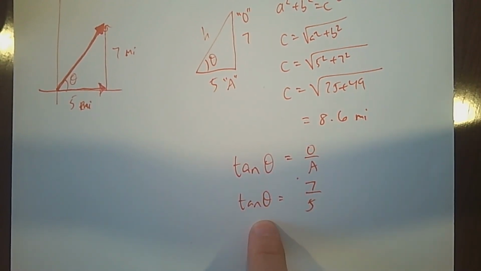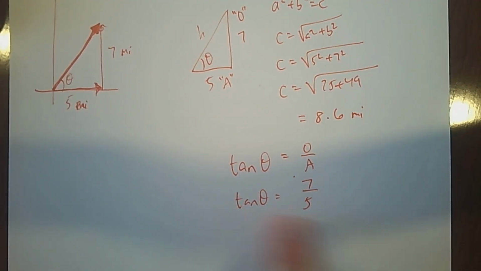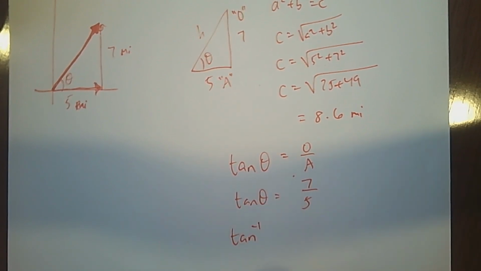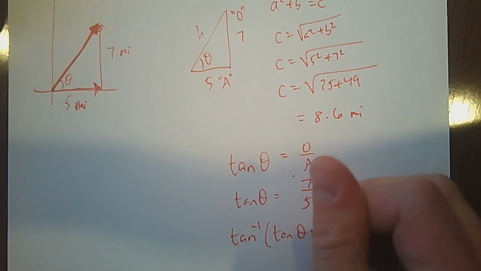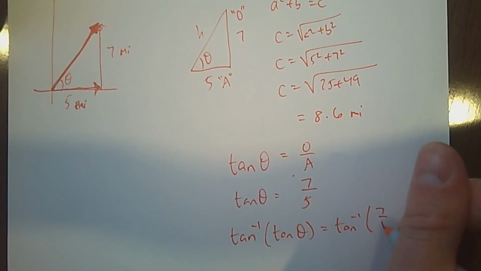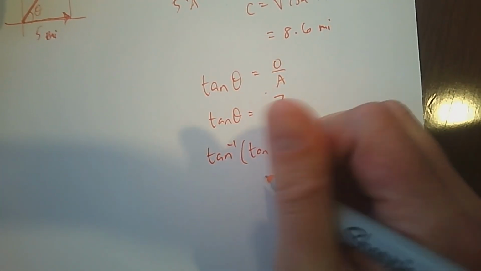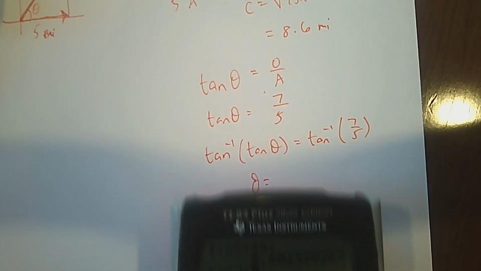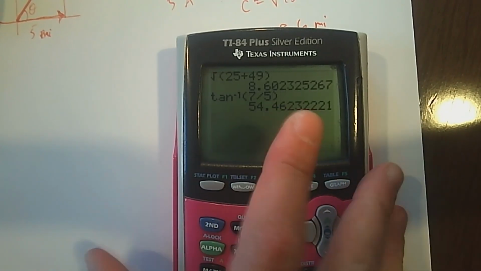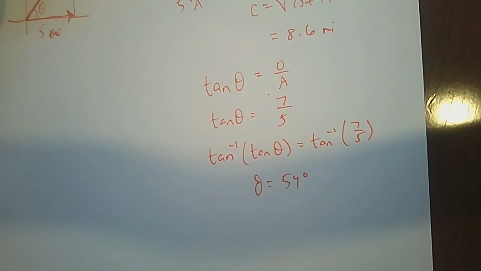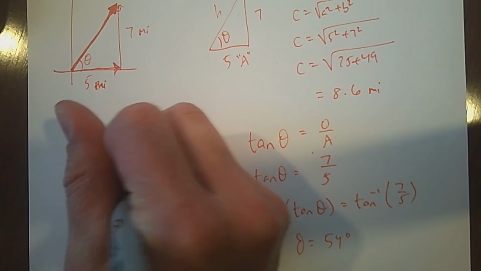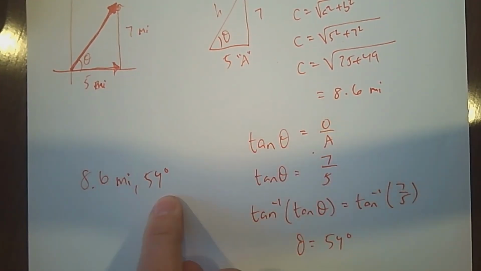But we need to isolate theta, so we should do the inverse operation to both sides. We do the inverse tan function to both sides because I want to get theta alone. The inverse tangent of tan theta is theta. So I take the inverse tan of both sides, and I get theta equals 54 degrees. So my answer here is that the displacement vector for Rocky is 8.6 miles at an angle of 54 degrees up from east.